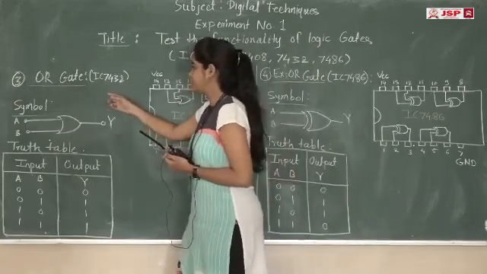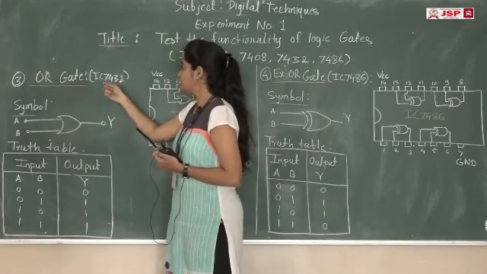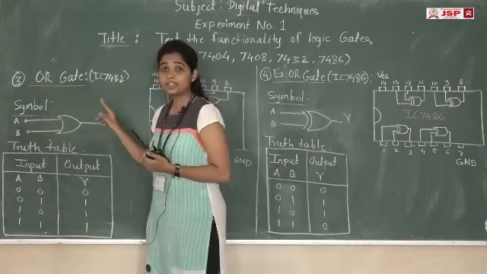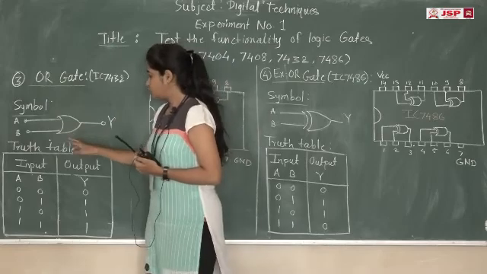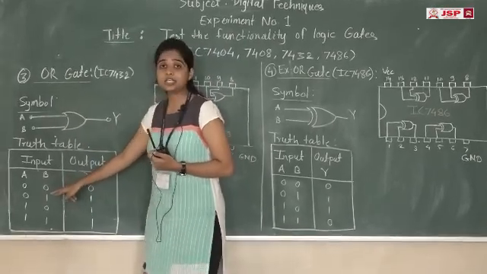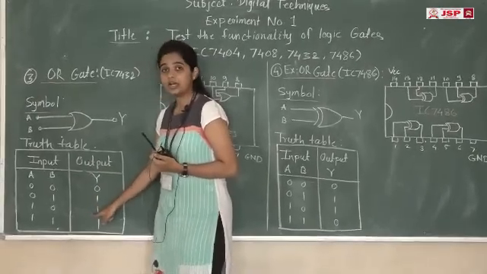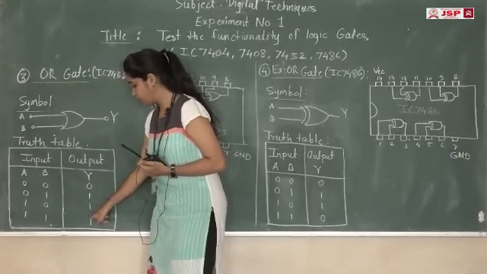Now our next gate is the OR gate. For the OR gate we are using IC number 7432. This is the symbol of the OR gate. The OR gate is basically used for logical addition purpose. When one of the inputs is high, we get output as high. That is, if one of the inputs is 1, we get output 1.